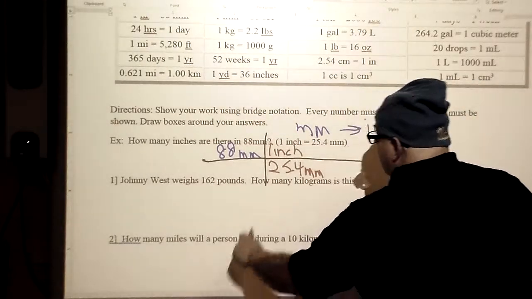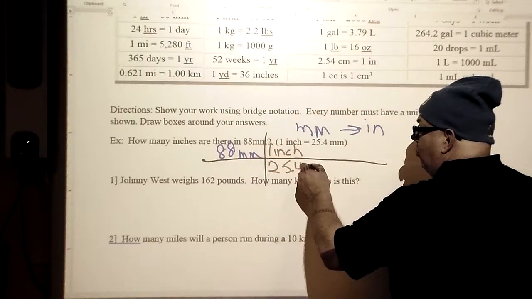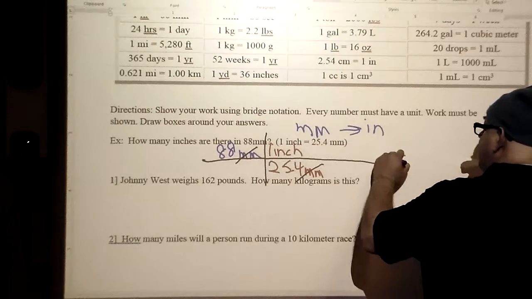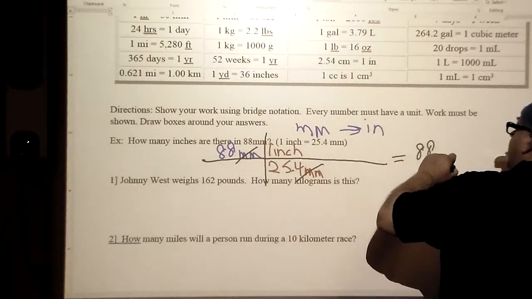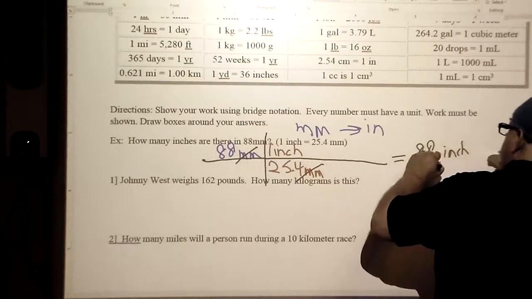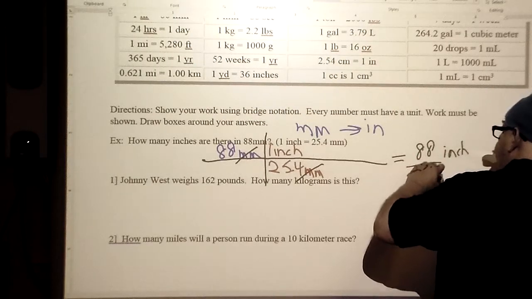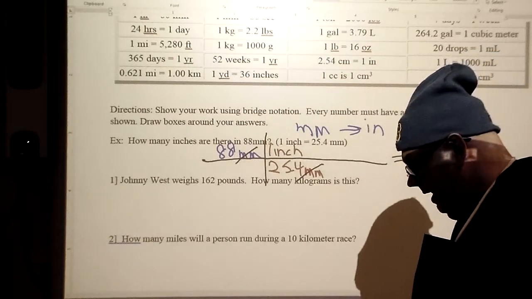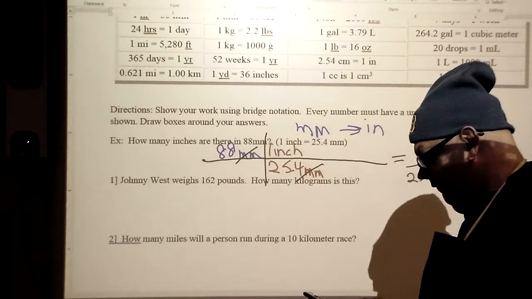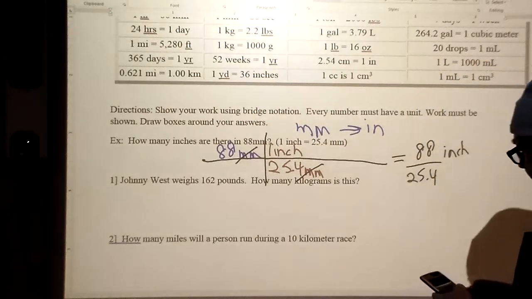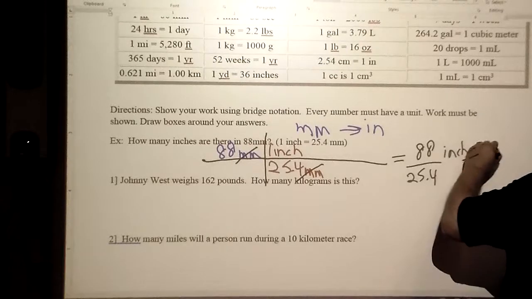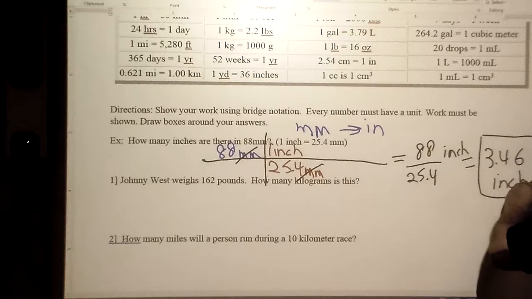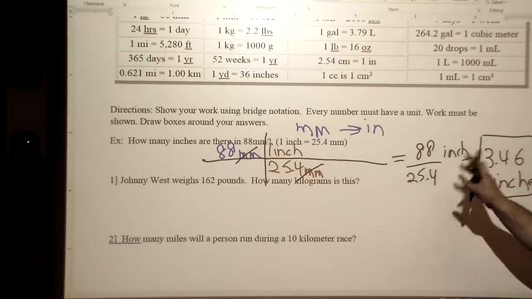Now I can go ahead, and here's the right way to do it. If you notice, my millimeters, one's on top, one's on the bottom. Oh look, they cancel each other out very nicely. So I'm going to end up with 88 divided by 25.4 inches. Let's divide that out. 88 divided by 25.4 is 3.46 inches. And that is my final answer, doing it the right way.